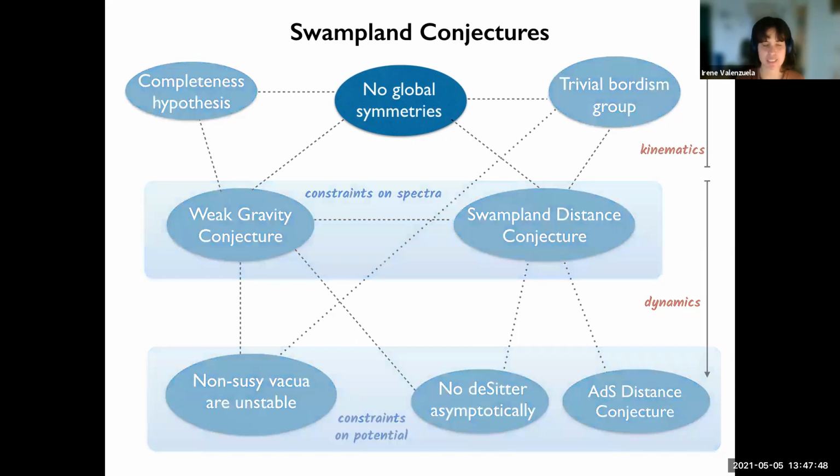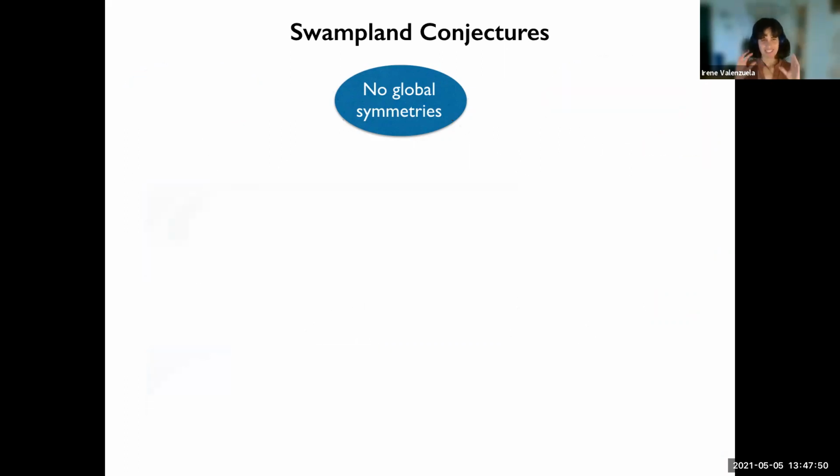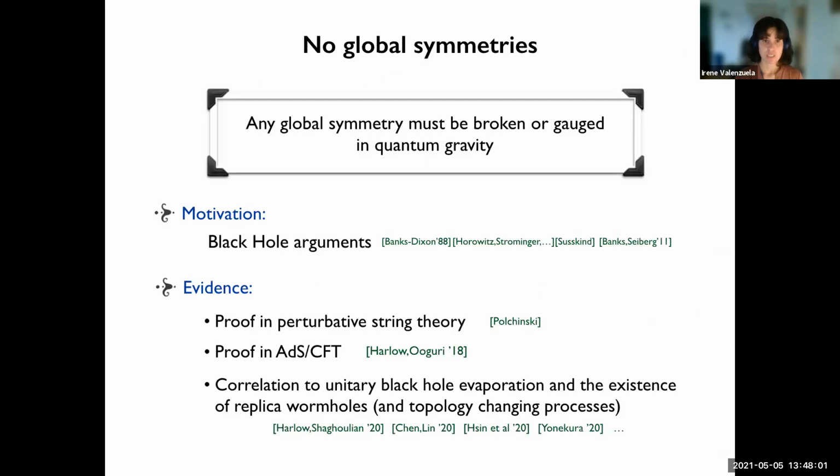Okay, so let me start with the principal one, which is the absence of global symmetries, from which we will see that many others follow. So the first statement is that there are no global symmetries in quantum gravity, meaning that any global symmetry should be gauge, so should be associated to some gauge degrees of freedom, or should be broken at some energy scale.